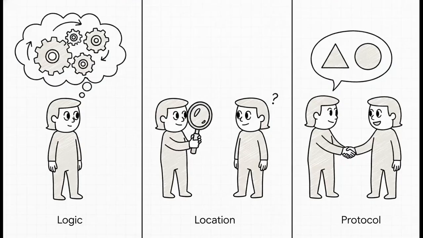This brilliantly ties back to our earlier analogy, by the way. Asking for the time requires the logic of formulating the question in your head, the location of finding another person in the room to ask, and using a shared protocol like agreeing to speak French or German so the other person actually understands what you're asking them.